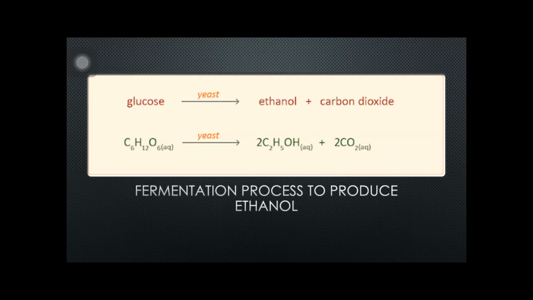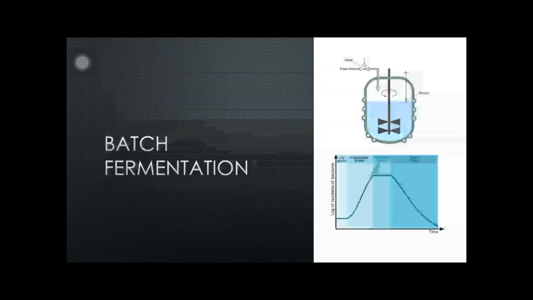The reaction in the fermenter is denoted like that. Glucose, under the presence of yeast, will be converted into ethanol and carbon dioxide. So there are two types of fermenter available. One is the batch fermenter and the other one is called the continuous fermenter.